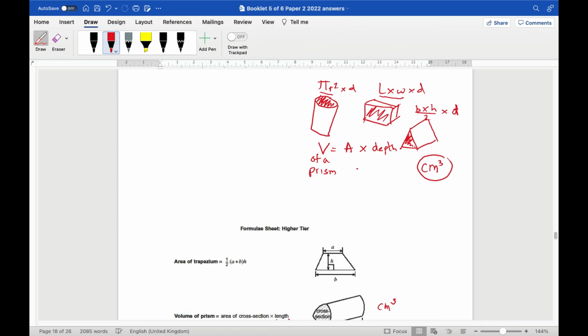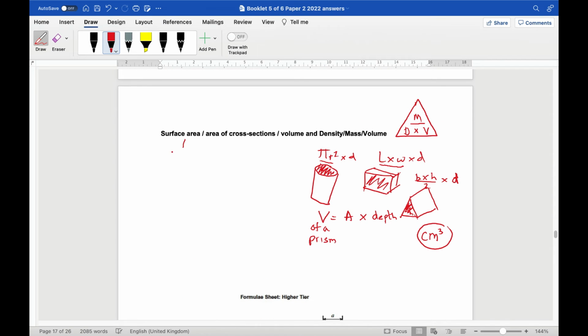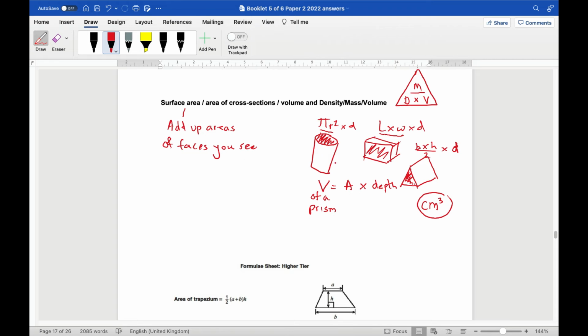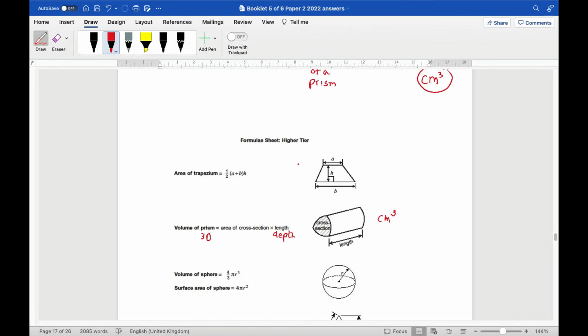Surface area is a different thing. Surface area is the combined areas, so add up areas of faces, you see. So if two shapes are stuck together, you wouldn't see the faces that are in between the two shapes. So it's any face you can see. It could be a circle, a rectangle, a trapezium, whatever faces you can see. We're going to work out their areas individually and add them up. But we need to show an awareness of what those faces look like, okay?